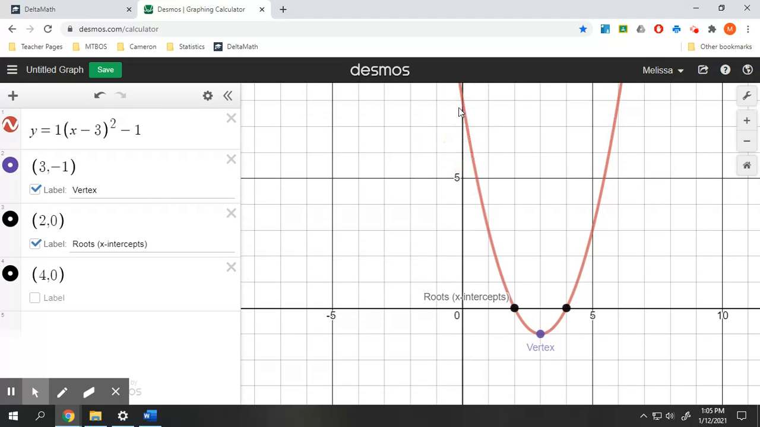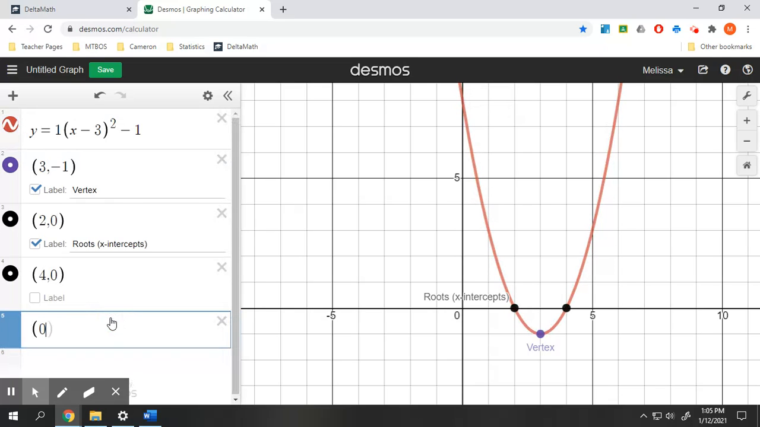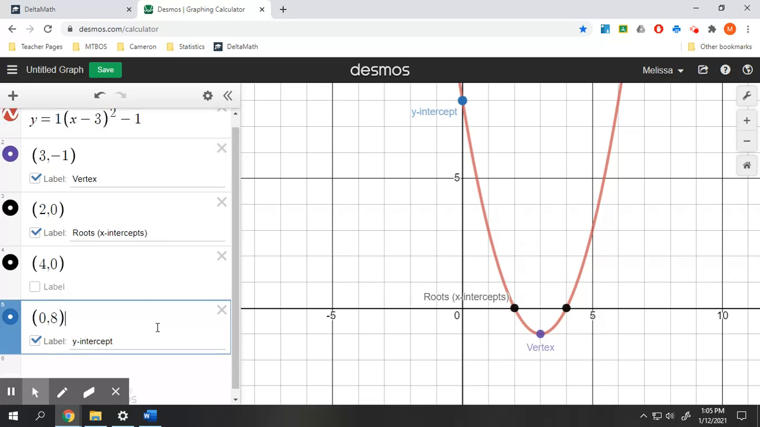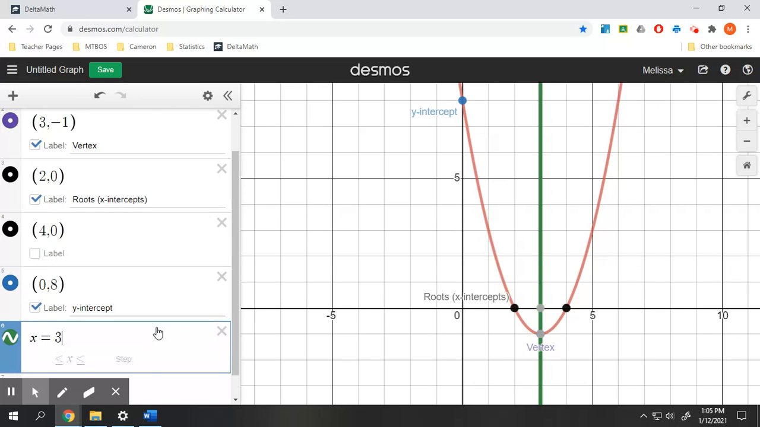Now up here, we do have a y-intercept of (0, 8). So the y-intercept here is (0, 8). And then finally, if you notice, a parabola is symmetric. It looks the same on one side as the other if we were to reflect that. So our axis of symmetry, x equals 3, that is our axis of symmetry. That's where we could reflect this parabola onto itself.